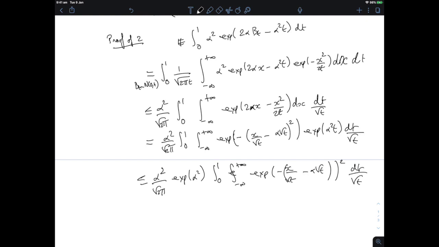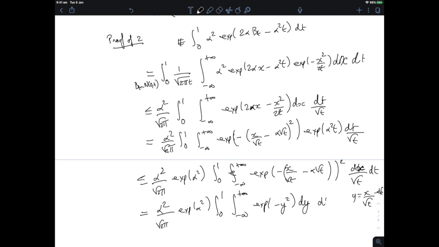Dt over square root of t. Now let's make the change of variable y equal x divided by square root of t. And if I make this change of variable, I'm going to get alpha square root of 2 pi exponential alpha square integral from 0 to 1, integral from minus infinity to plus infinity, minus alpha square root of t, and then I get exponential minus y squared dy dt.